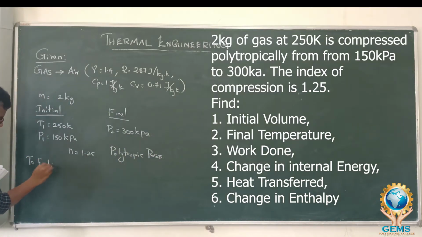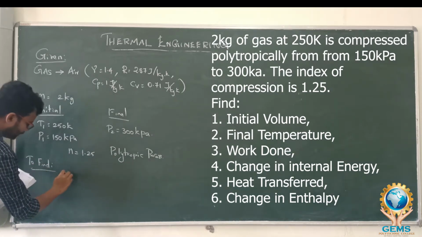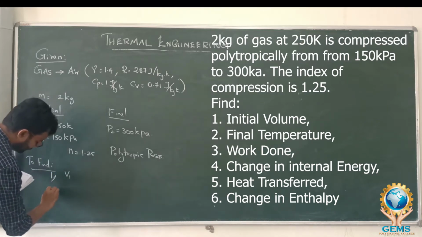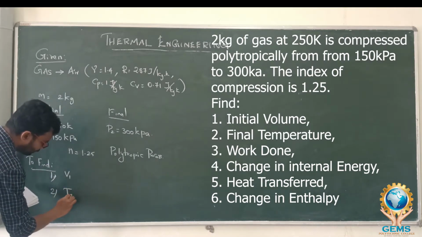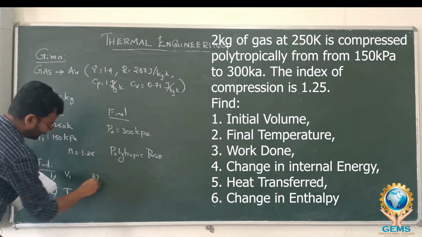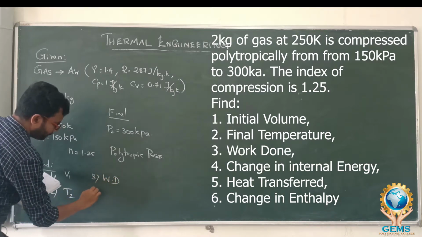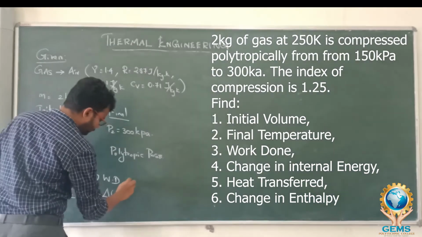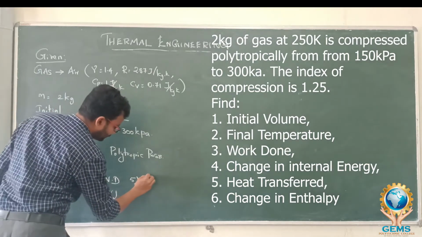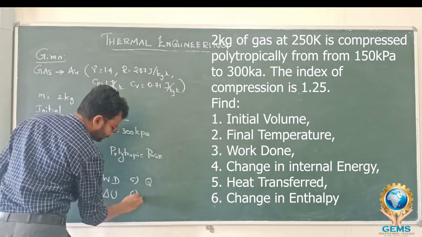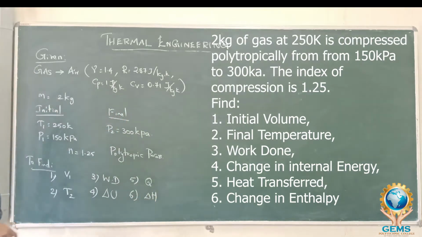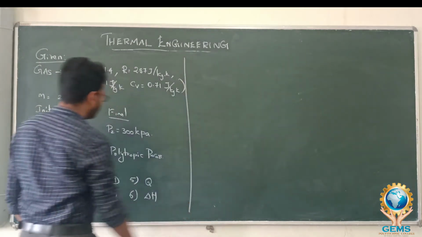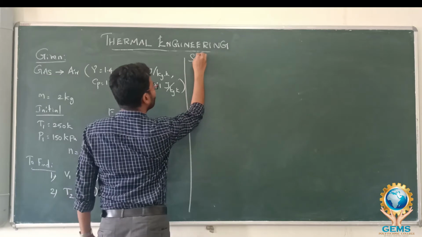What are the things to find? First thing is initial volume, and the second thing is final temperature, third one is work done, fourth one is change in internal energy, delta U, fifth one is heat transfer, that is Q, sixth one is change in enthalpy, that is delta H. Now we are going to the solution part.